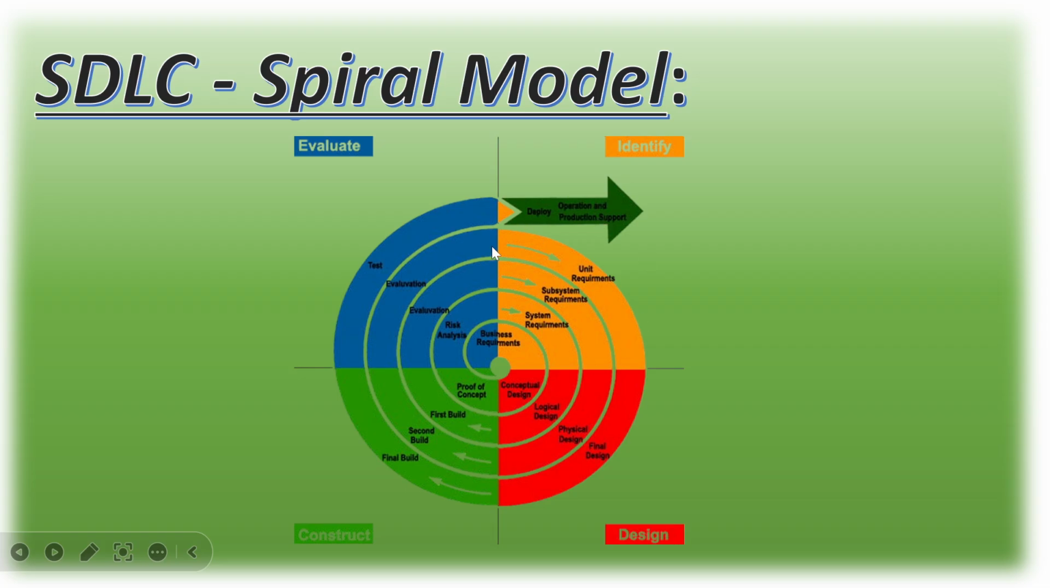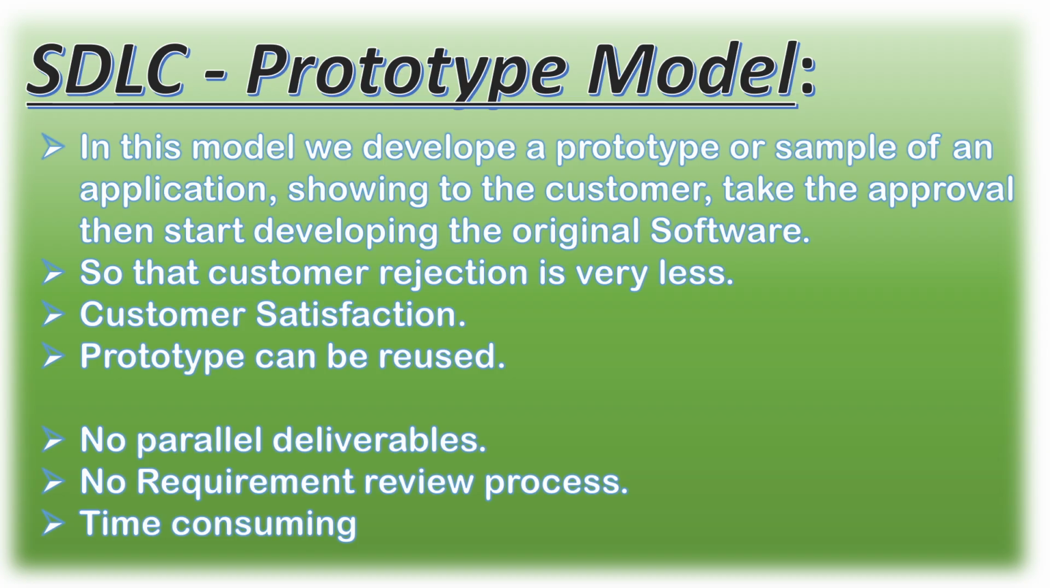For major changes we always go for one extra cycle, since the changes may have a major impact on the existing module. So this is all about the spiral model. We'll go for the next. Next is the prototype model of SDLC.